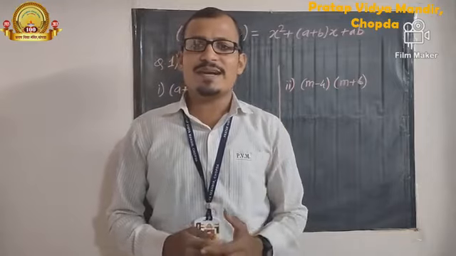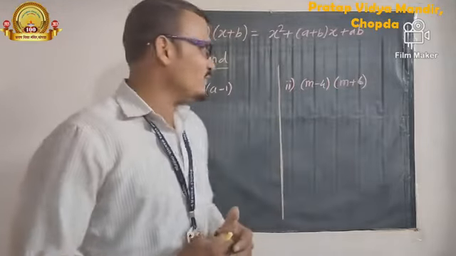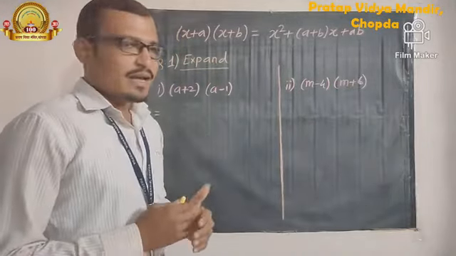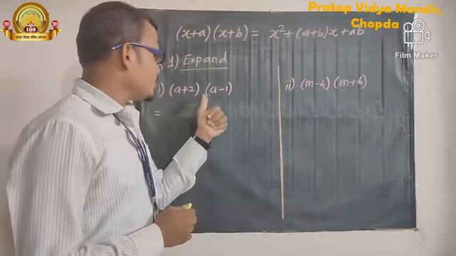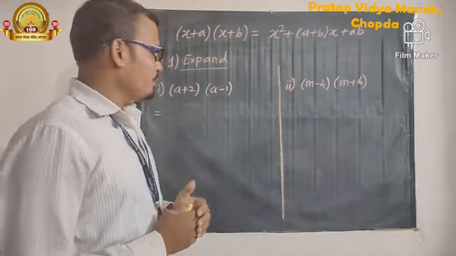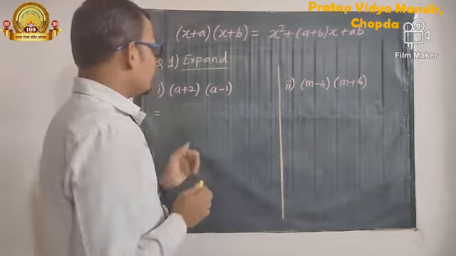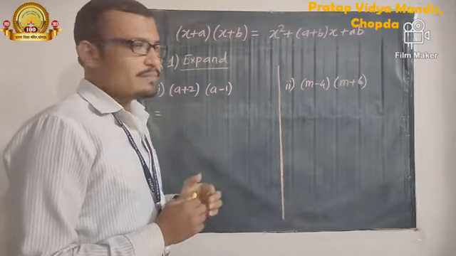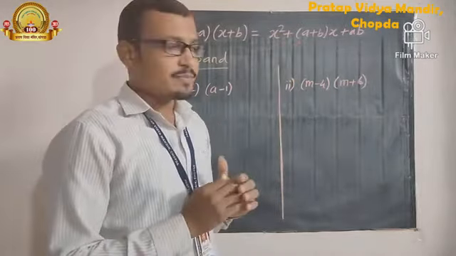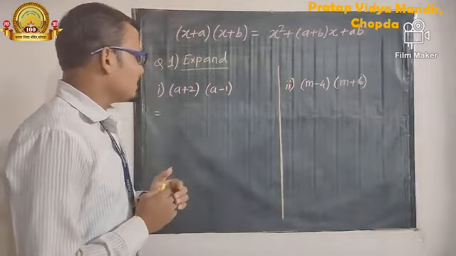Friends, let us solve our practice set 5.1, in which our first question is expand. And our first example is (a plus 2) into (a minus 1). Here we have to expand this (a plus 2) into (a minus 1) by using this formula of expansion. So let us solve this example.